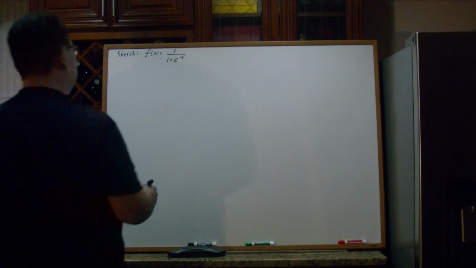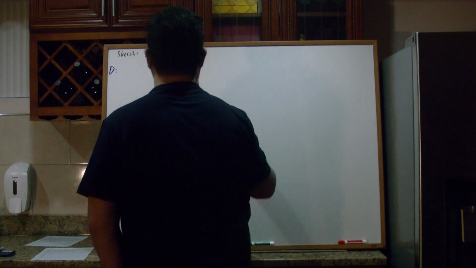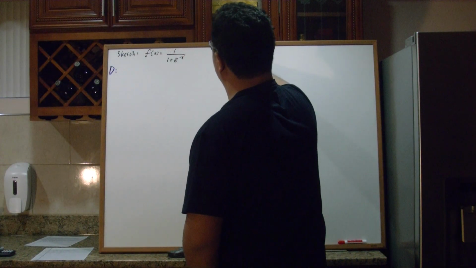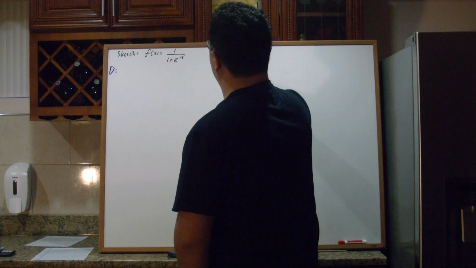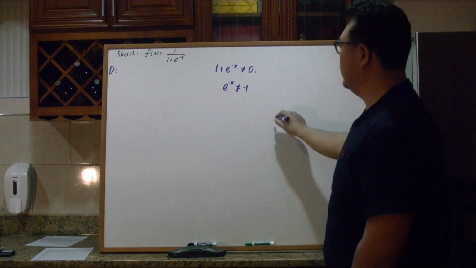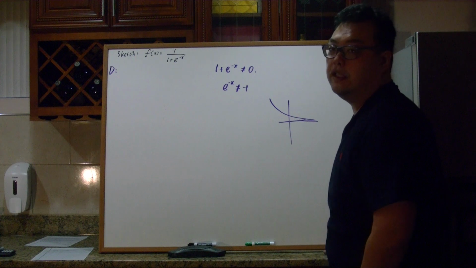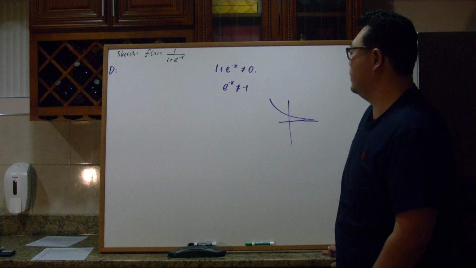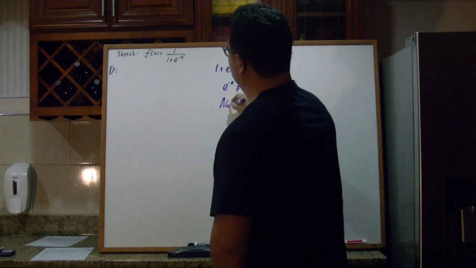Right, well, first of all, domain. Domain: the denominator cannot be equal to 0. That is, e to the negative x cannot be negative 1. But we know that e to the negative x is an exponentially decreasing function that will never be negative 1, so no solution.